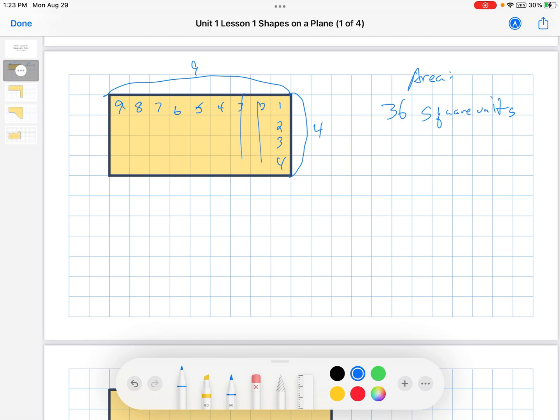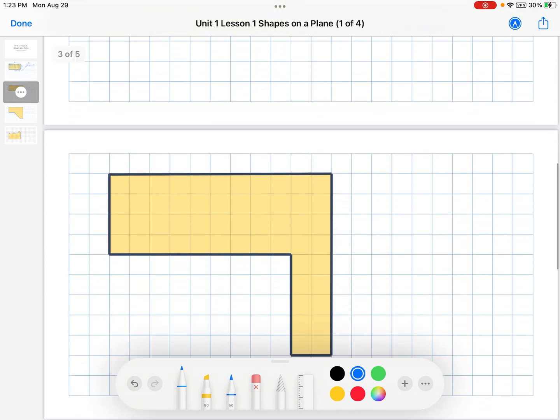Because all of these columns each have 4 squares in it, and there are 9 columns, all we have to do is 9 times 4 is 36, and that gives us 36 square units. Because every column has the same number of squares in it, all we have to do is the number of squares in one column times the number of columns, and we get our square units. Okay, so that's just a shortcut. You get the exact same answer, whether you count them one at a time or you multiply to figure it out. Let's try another shape.